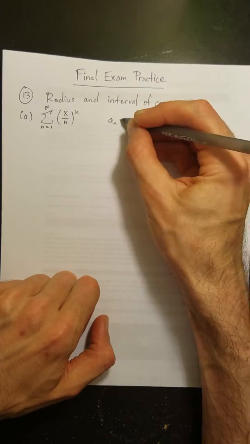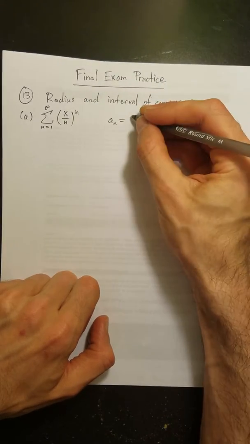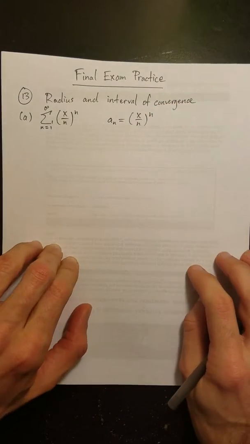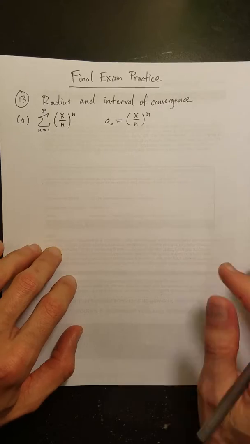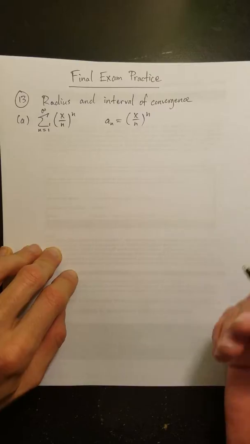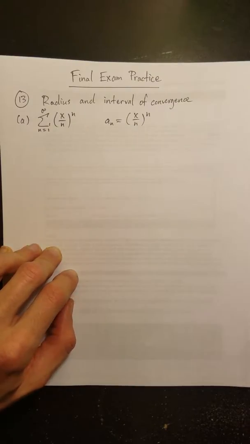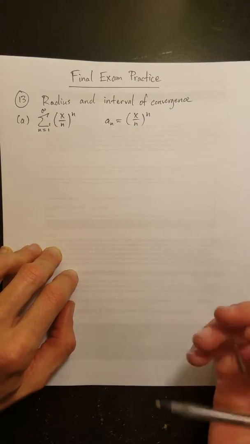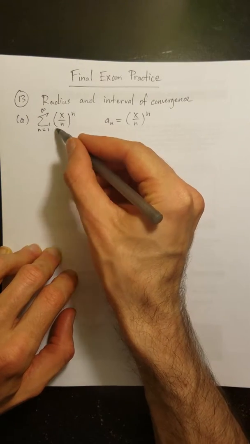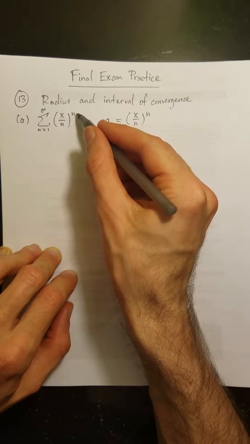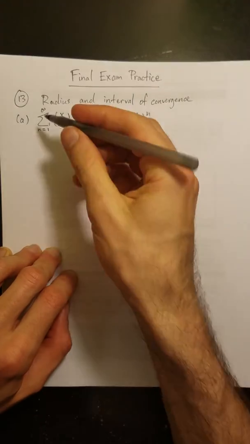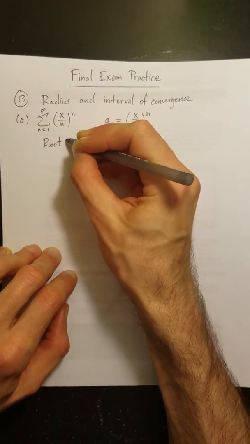So we're going to be calling a sub n, this is the nth term of our power series, x divided by n to the power n. And we would like to determine the radius of convergence. To find the radius of convergence, we can either use the ratio test or the root test. Since we have terms that look like some expression to the power n, we'll use the root test because it'll actually be very simple to use here. So let's use the root test.